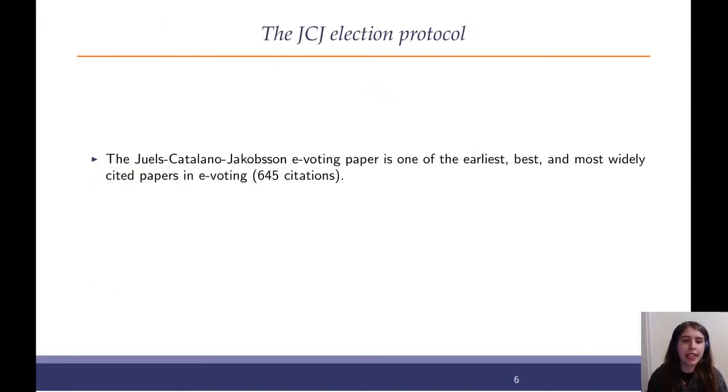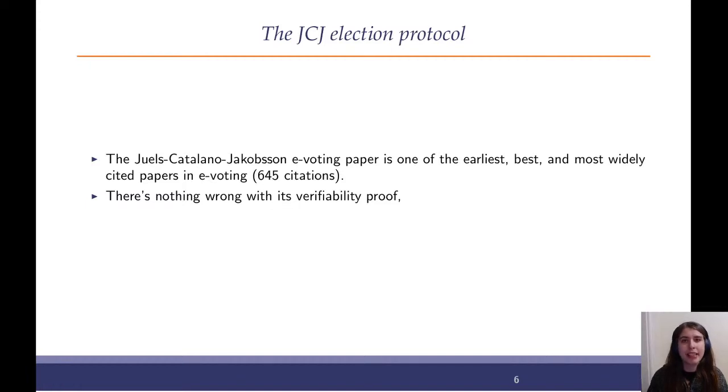So the JCJ e-voting paper, it's one of the best out there. It's one of the oldest, one of the most carefully thought through papers in e-voting. Has about 645 citations when I checked this. And there's nothing wrong with its verifiability proof. The proof that it has this universal verifiability property, where anyone looking at the result can guarantee it was done correctly, this proof is completely sound and correct.